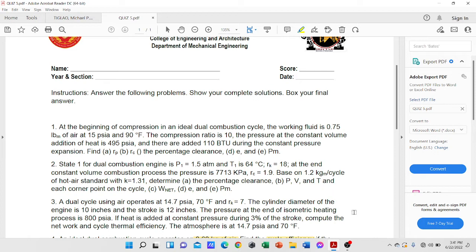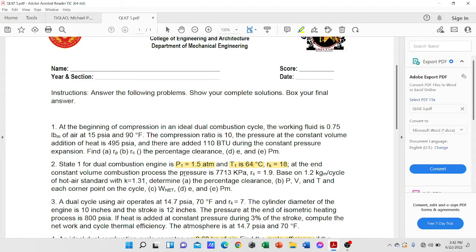So if we analyze problem number 2, in the problem we have a pressure 1 of 1.5 atm, then temperature 1 of 64 degrees Celsius. Then they gave us an Rk of 18. He said, at the end of the constant volume combustion process, the pressure is 7,713 kilopascal. So we have pressure 3.